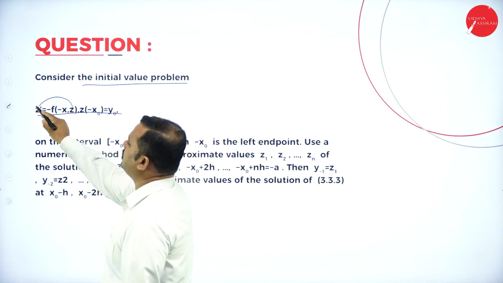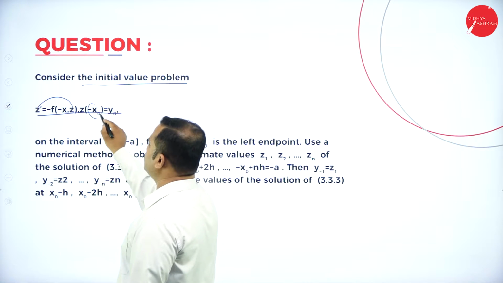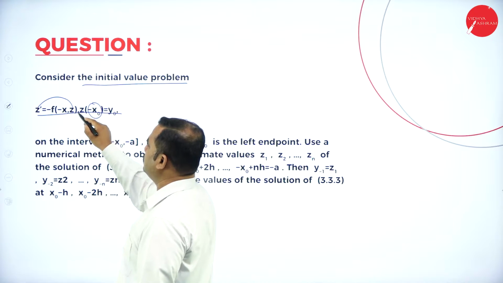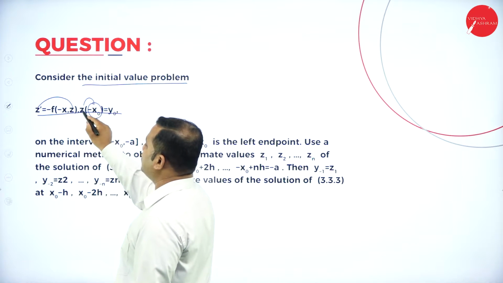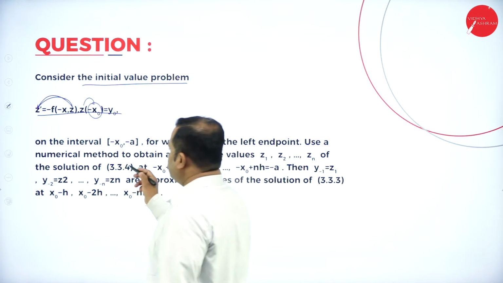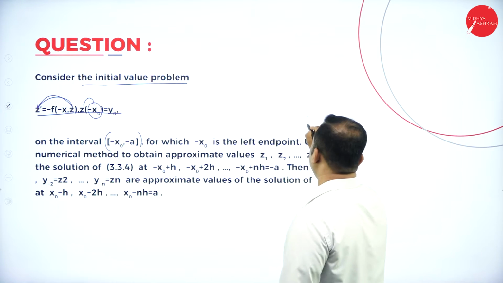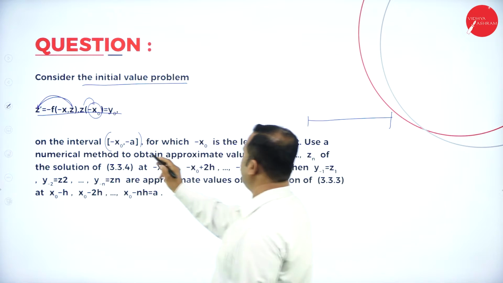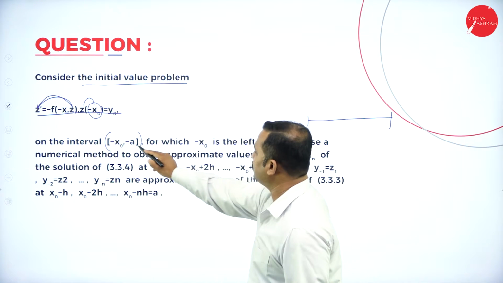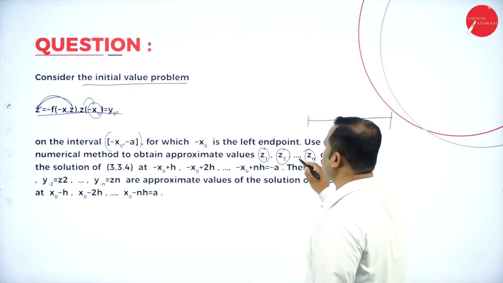The derivative of z is represented by z dash. Again, we have z of minus x. So, y is a function of x. Similarly, x is a function of y, z. In turn, z is a function of z dash. In this interval, we have minus x0 and minus a, for which minus x0 is the leftmost endpoint, and we have the approximate values between minus x0 and z. We have the values like z1, z2, so on up to zn.